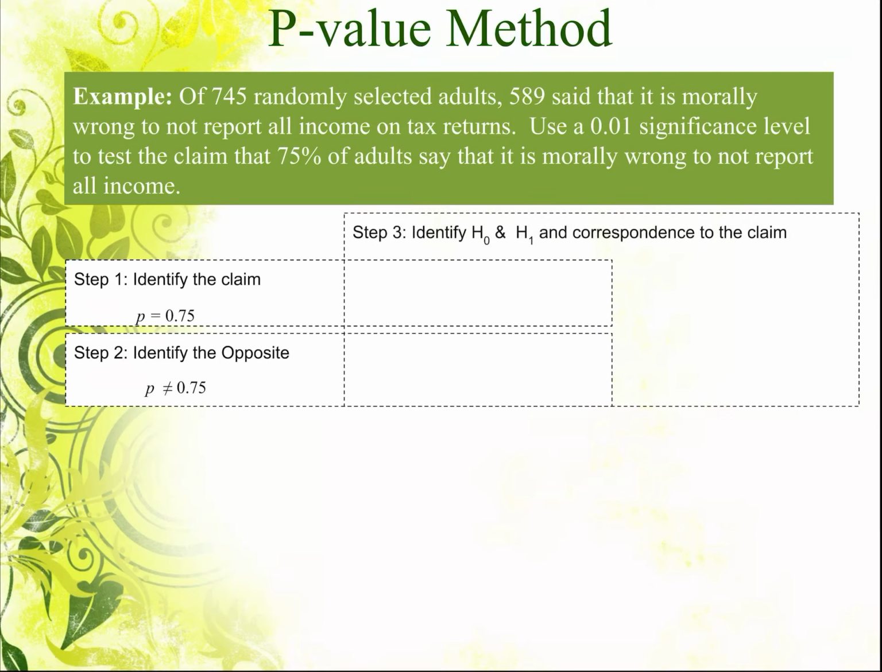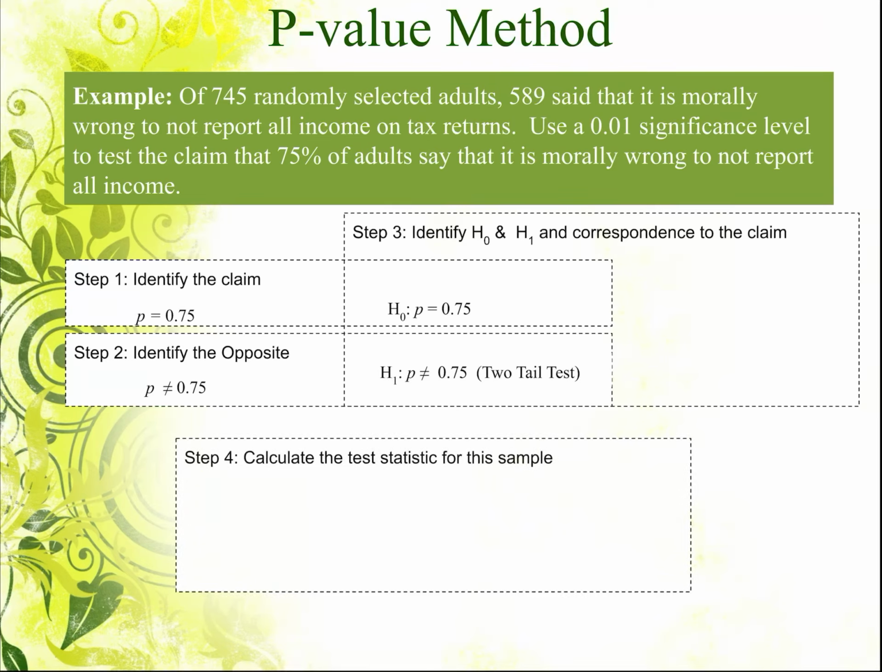Okay, so we have our alternative and null hypothesis to identify here. Remember, the null hypothesis is the one with the equality, so that would be P equals 0.75. And the alternative hypothesis would be the one with the inequality. P is not equal to 0.75. Since this one doesn't have a greater than or less than sign, it's a not equals to, it's a two-tailed test.